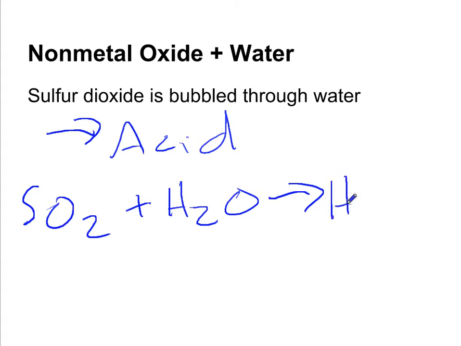We're going to have H2SO3. That's the sulfite ion, so this is sulfurous acid. It's a weak acid. This is the net ionic form of it also, because we had sulfur dioxide gas, liquid water, and this is a weak acid, so it stays written together.